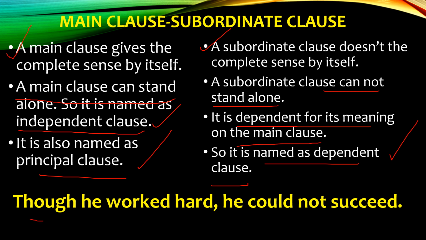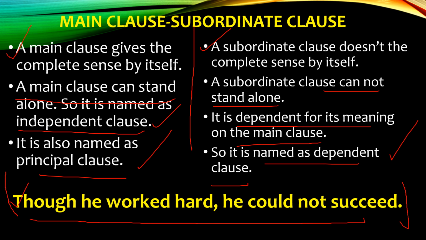If you observe the following example, you can understand the differences between main clause and subordinate clause. Though he worked hard, he could not succeed. In this sentence, two clauses are there. Though he worked hard is one clause, he could not succeed is another clause. Though he worked hard, it is not giving the complete sense. So it is named as subordinate clause. He could not succeed, it gives the complete sense. So this clause is named as main clause.